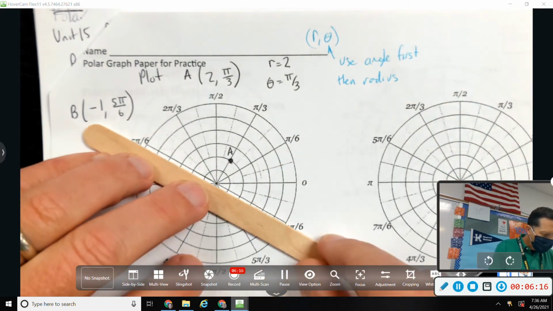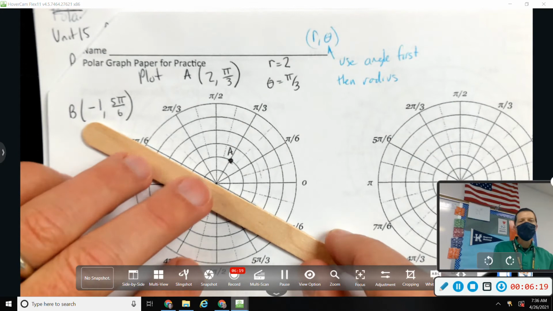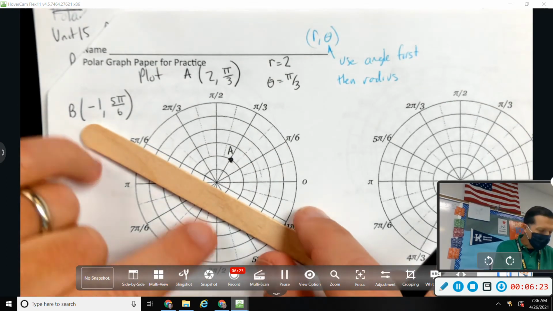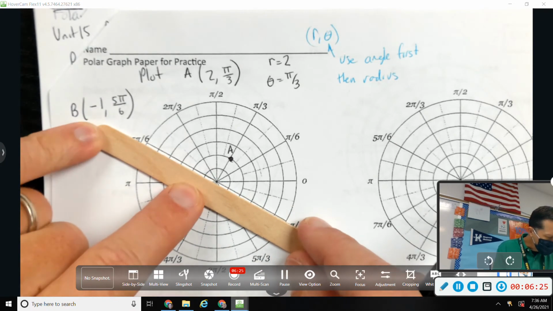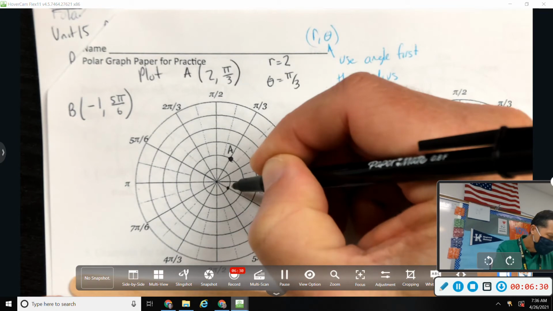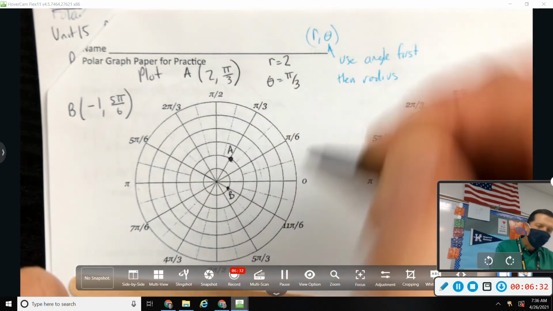I grabbed the popsicle stick, because sometimes when people go backwards, they end up on the wrong angle. So make sure you're going exactly 180 from the angle you originally landed on. That would put us right there for point B.